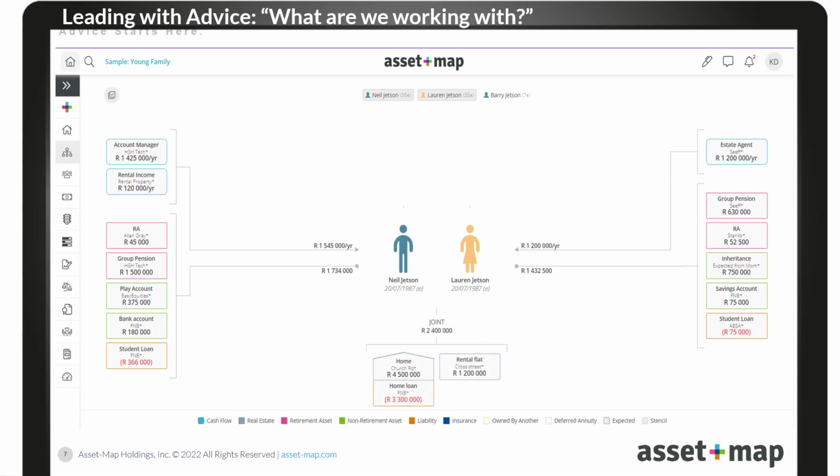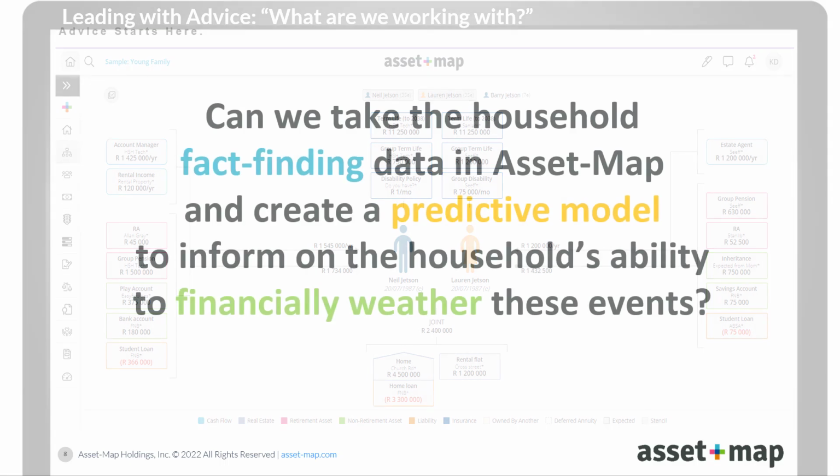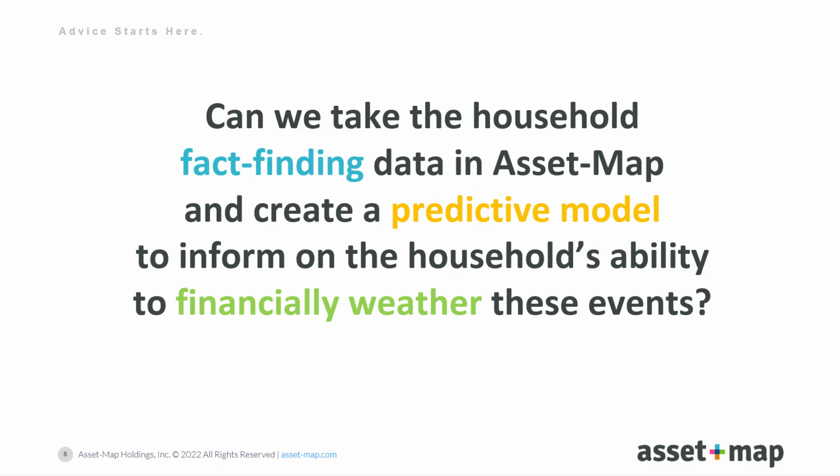So the idea of Signals is, can we take this information, can we apply algorithms to this to create a predictive model that's going to take this information that sits inside of AssetMap and predict whether a client or a household can financially weather those 6 events that we spoke about? Can they work through that?